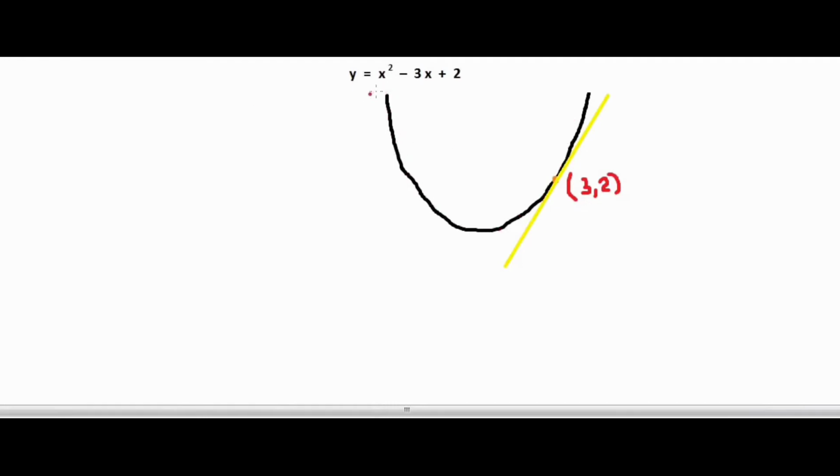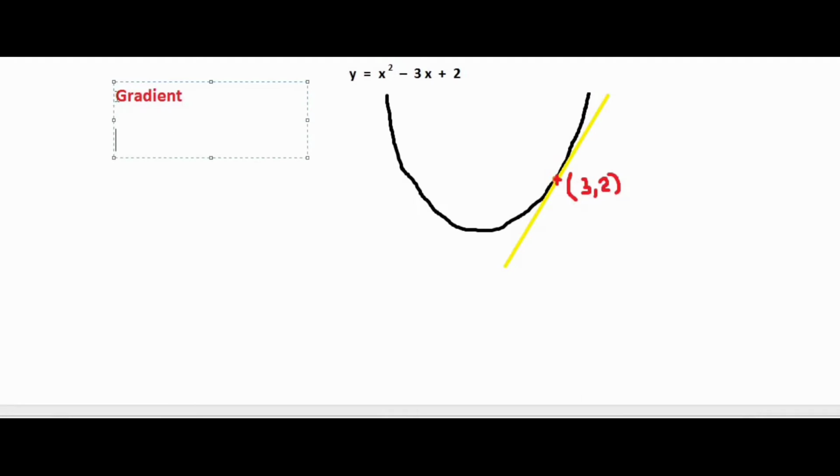So let's consider the curve y is equal to x square minus 3x plus 2, and the point is mentioned as (3, 2). Through the point, let's consider a tangent, a straight line which touches the curve exactly at the point (3, 2). Now let's see how to find the equation of the tangent. To find the equation of a tangent or any straight line, we require a term known as gradient.